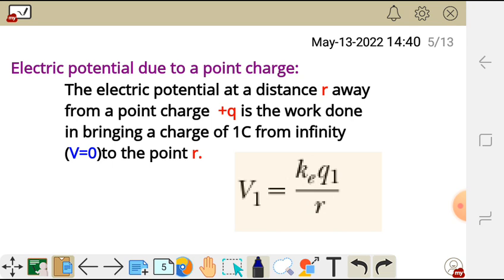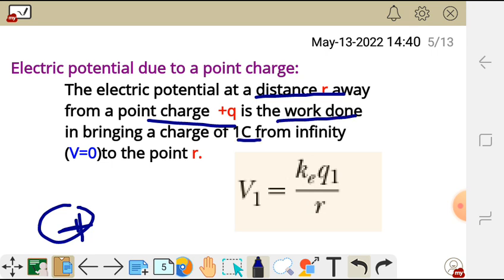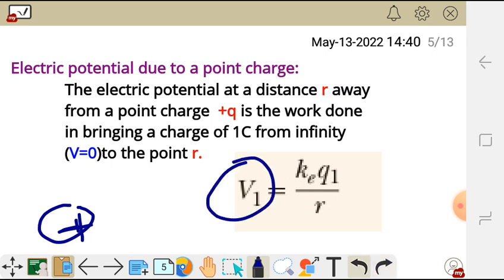Let's look at electric potential due to a point charge. If you have a single charge, how can we find the electric potential? The electric potential at a distance r away from a point charge Q is the work done in bringing a charge of 1 coulomb from infinity to the point r. It is given by the formula V equals Ke multiplied by Q over r, where Ke is Coulomb's constant, Q is the charge, and r is the distance.